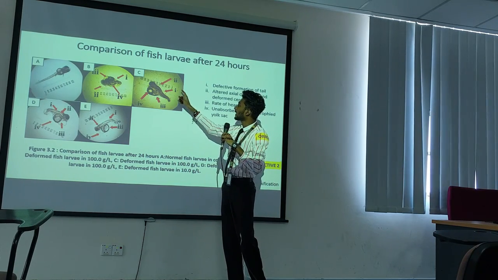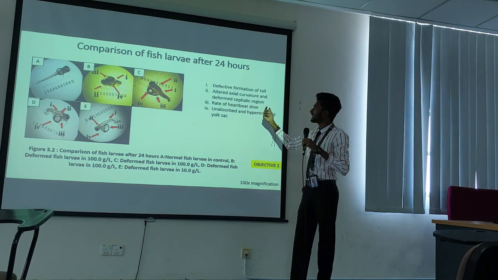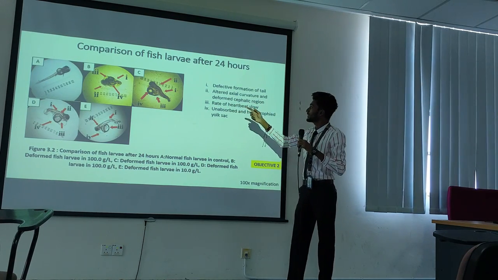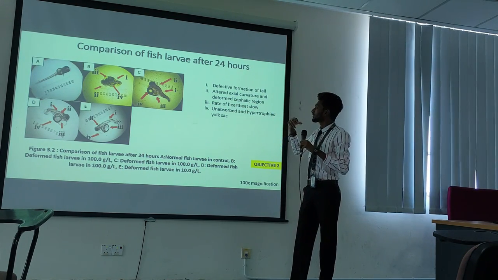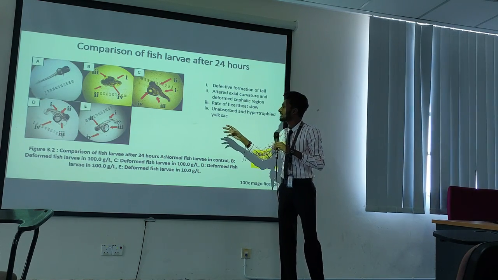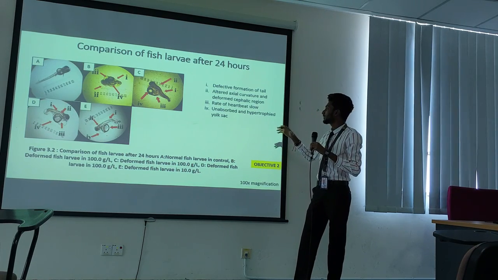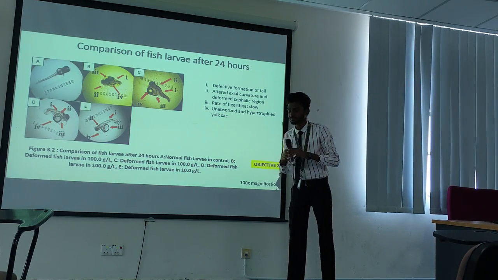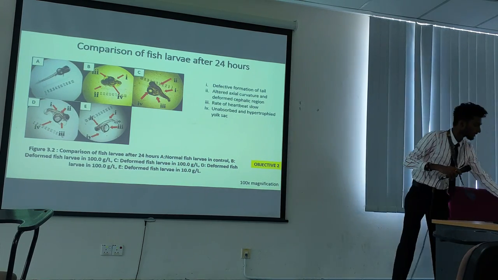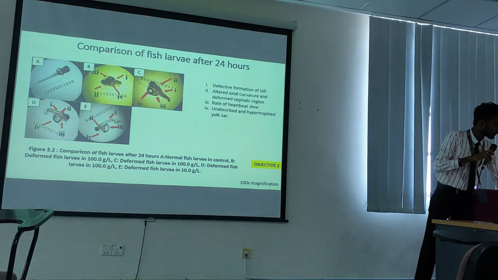So 1, 2, 3, 4. Number 1 refers to the defective formation of the tail. Number 2 is altered axial curvature and deformed cephalic region. The 3rd is slow heartbeat rate, and the 4th is unabsorbed and hypertrophic yolk sac. And this achieves my second objective.